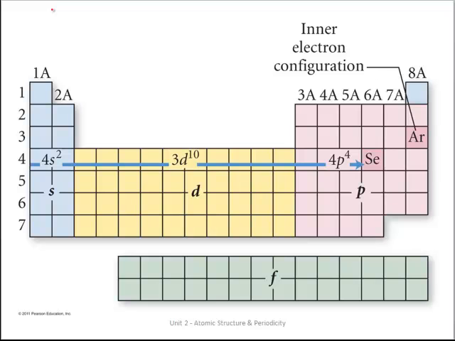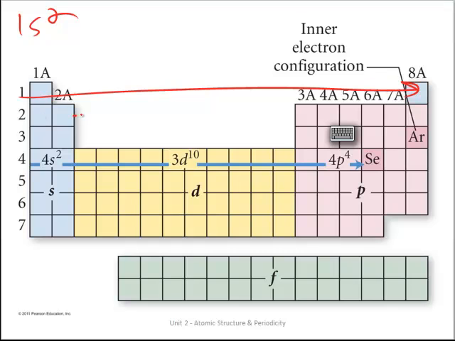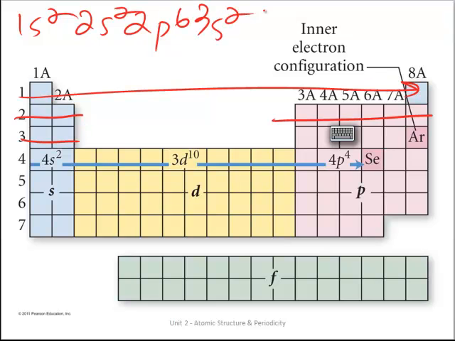So just like chlorine, we'd go 1s2, 2s2, 2p6, 3s2, 3p6, that would give you where argon is, and then 4s2, and then we get to the d orbitals.